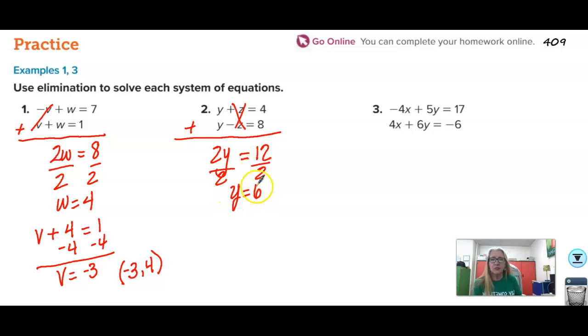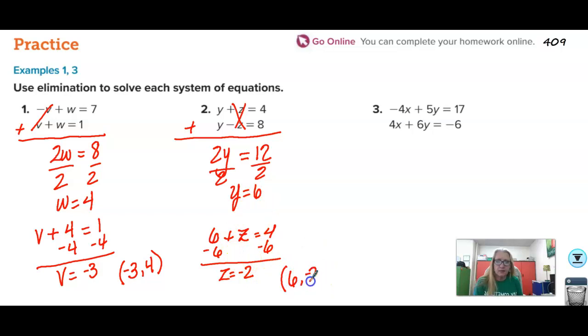Now I'm going to substitute 6 for y in one of the equations. I'll use the top one. I'll put 6 for y, plus z equals 4, and then I'll subtract 6 from both sides, and I get that z is negative 2. So y comes before z, so my point is 6, negative 2.